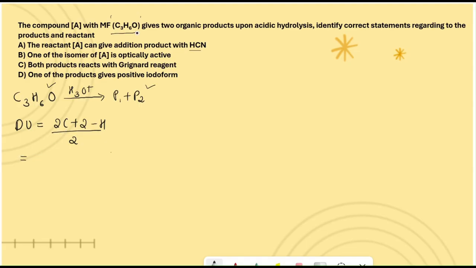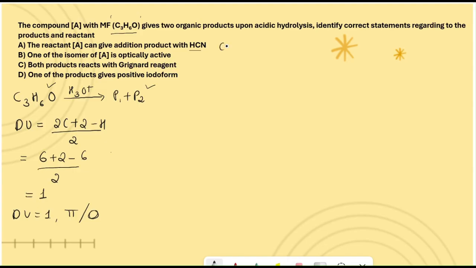Let's substitute the values. 2 multiplied by 3 is 6, plus 2, minus 6 hydrogens, divided by 2. Upon solving, we get 1. So if the degree of unsaturation is 1, that means there has to be either one pi bond or one ring. Now, what are the possible structures? We need to write them, otherwise we can't answer this question.